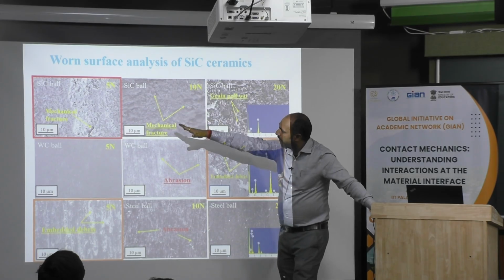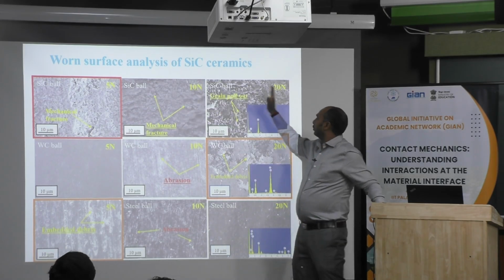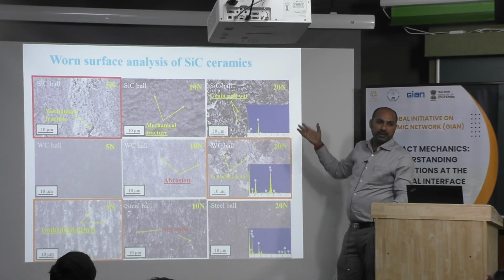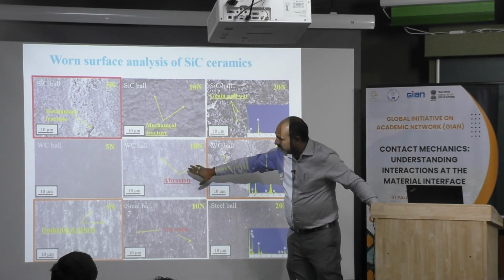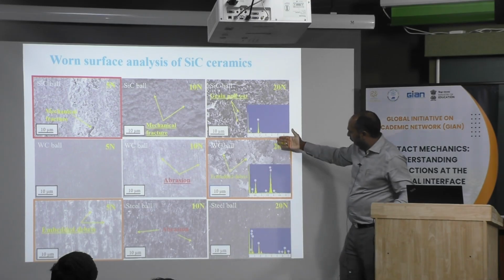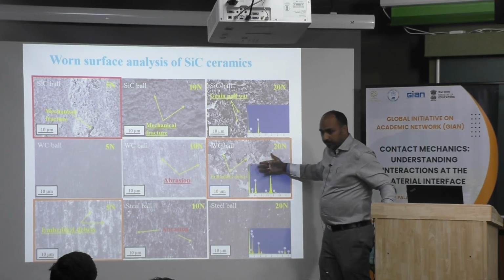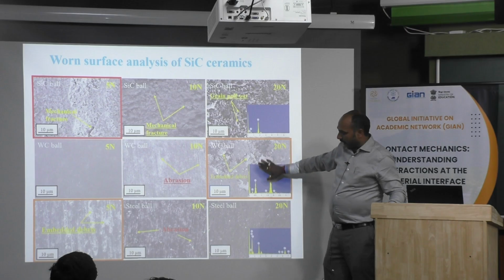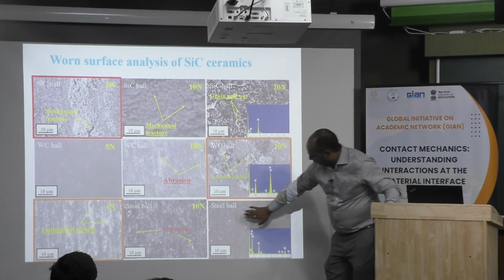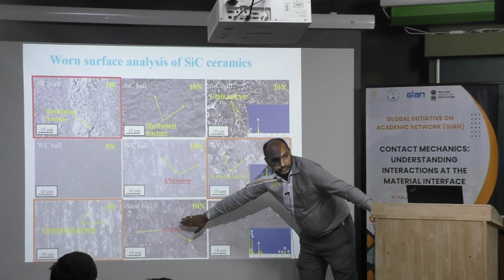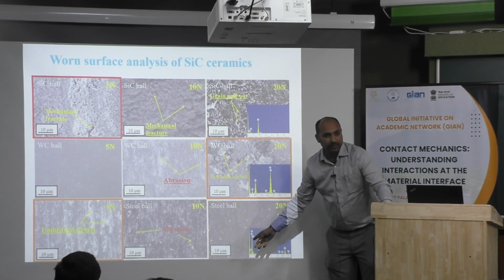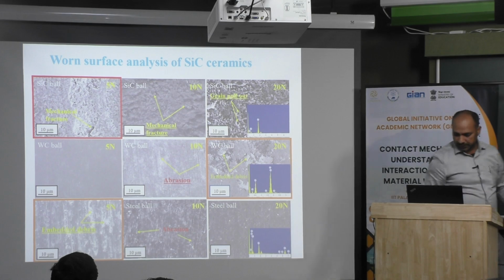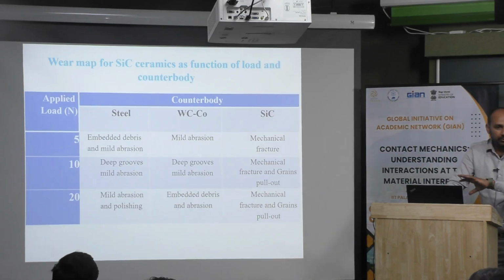For silicon carbide, at 5 Newton, 10 Newton and 20 Newton, mechanical fracture and grain pull out are dominating. And with the tungsten carbide particle, with changing load, we can see some debris or embedded debris. At the same time, for steel, there is an adhered layer on the surface, and abrasion is there as well. So this is how the mechanism is changing, and this mechanism has actually been wear mapped.